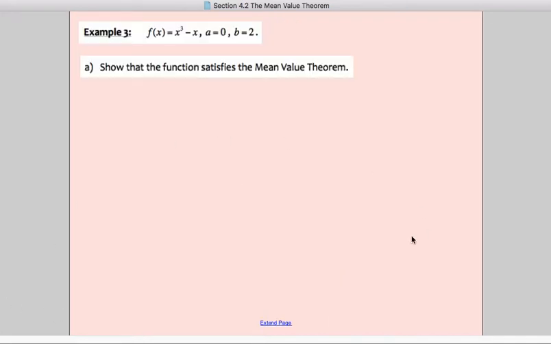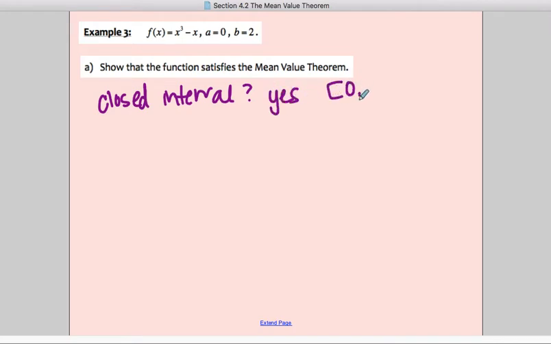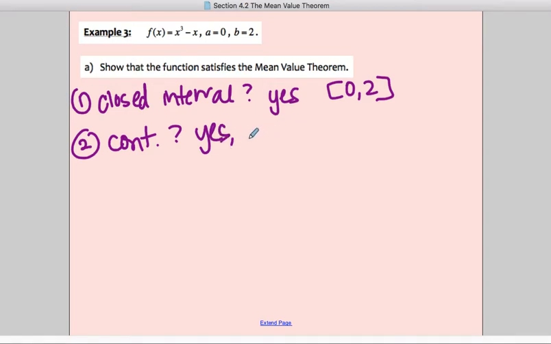All right, here's another one. Show that it satisfies the mean value theorem. So we have x cubed minus x. First things first, is it on a closed interval? Yes, and the interval is from 0 to 2. And then is it continuous? Yes, it's a cubic, which is a polynomial. And all polynomials are continuous.